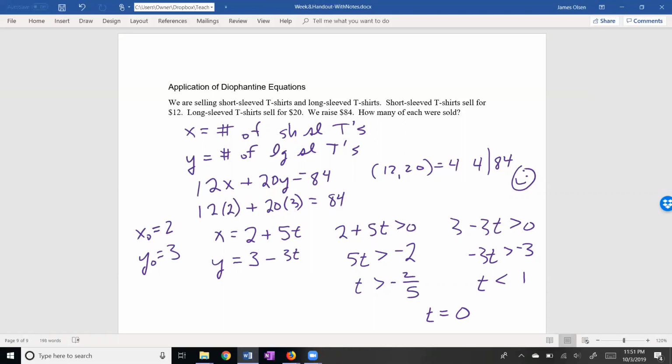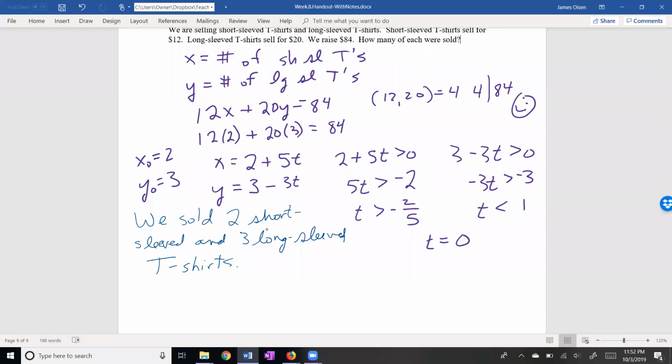Now we need to answer the question. We sold 2 short-sleeved and 3 long-sleeved t-shirts. There may have been more than one solution, but in this case there wasn't because I couldn't use any other t-values.